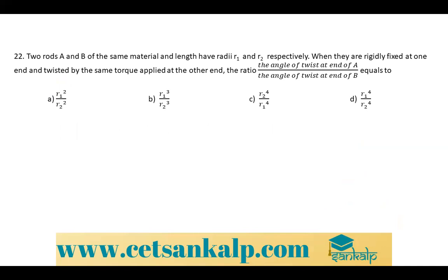So two rods A and B of the same material and length have radii R1 and R2 respectively. When they are rigidly fixed at one end and twisted by the same torque applied at the other end, the ratio of angle of twist at end of A and angle of twist at end of B equals to. Okay, so to solve this, first you have to know one general formula.